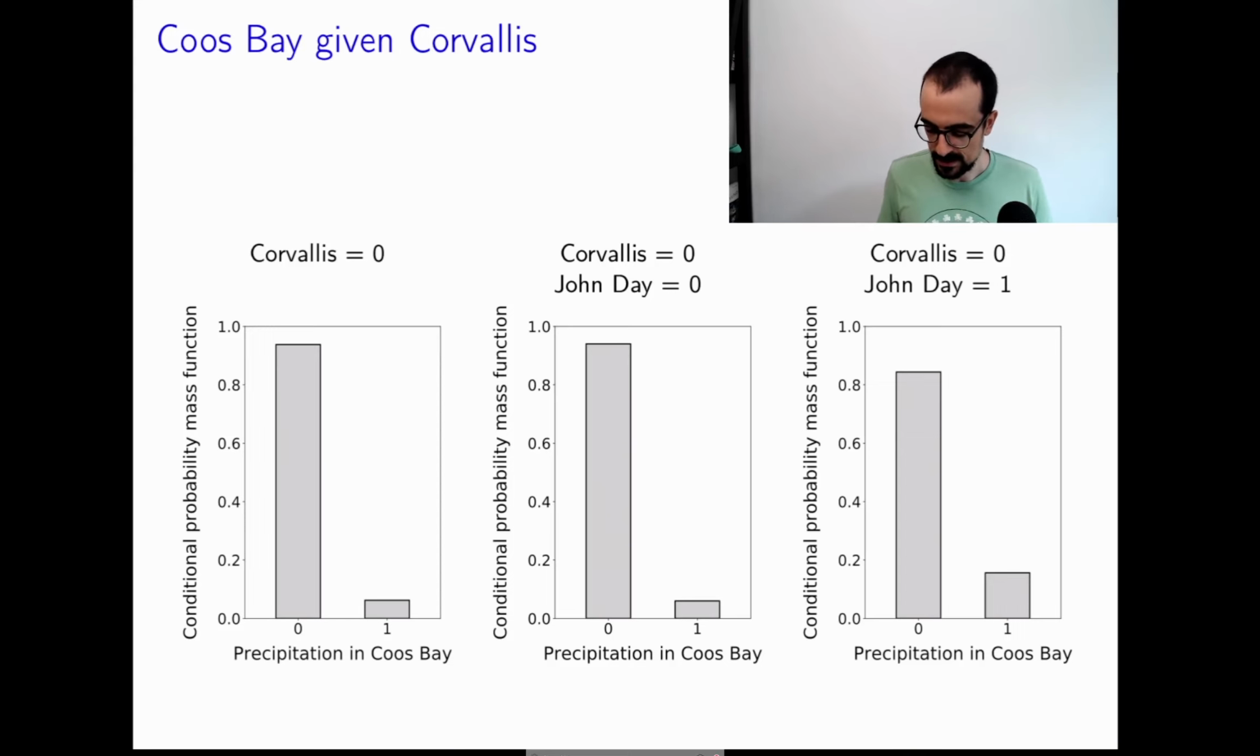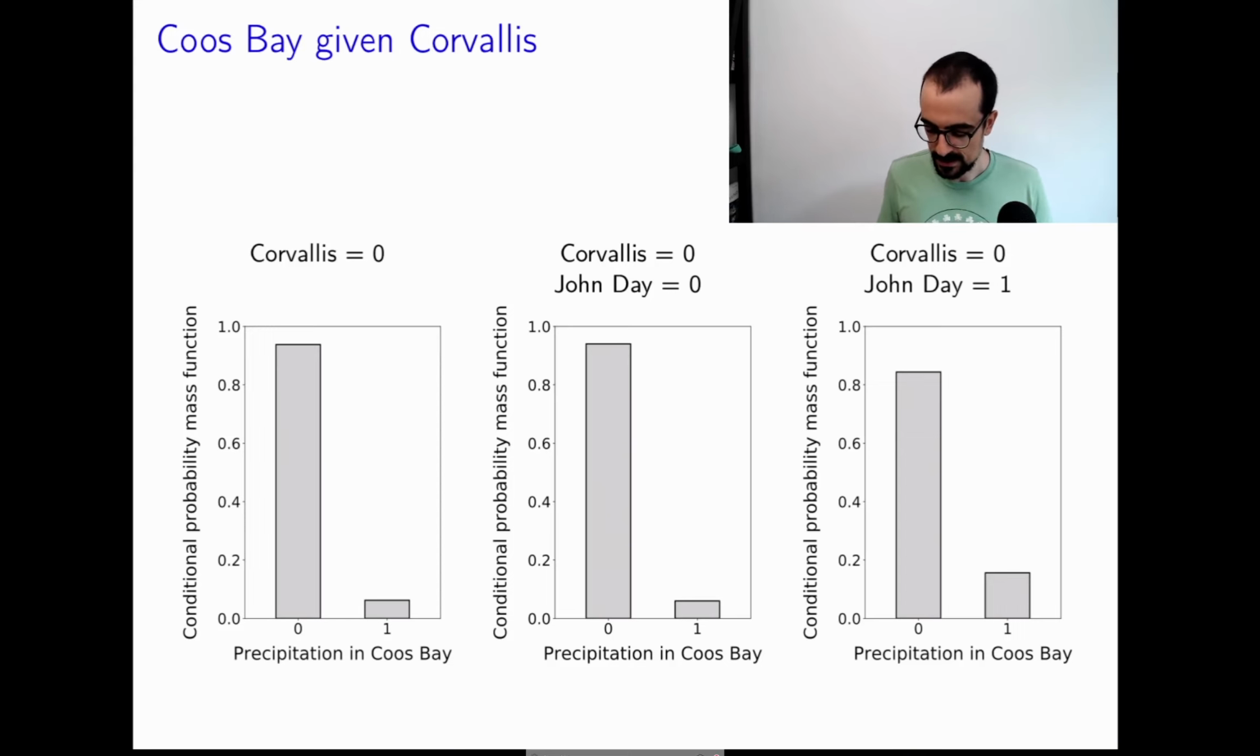And this makes some sense if you look at where these things are located, because John Day is all the way over in the interior, and Coos Bay and Corvallis are very close. And in fact, Corvallis is a little bit in between Coos Bay and John Day, a little more towards the interior than Coos Bay. So if you know what's going on in Corvallis, this already gives you a lot of information about what is going on in John Day. So this conditional independence makes some sense. Again, it doesn't hold exactly if you actually look at the data.